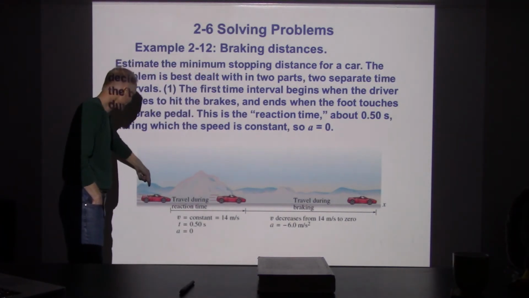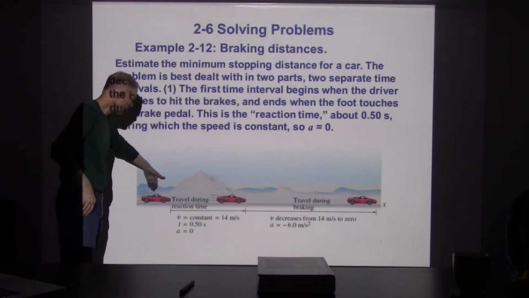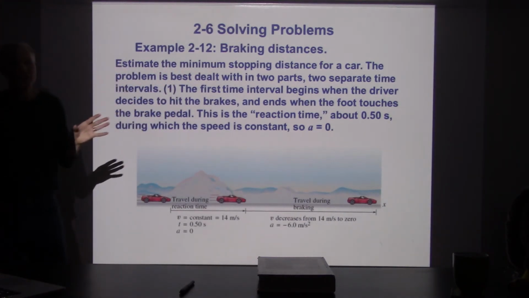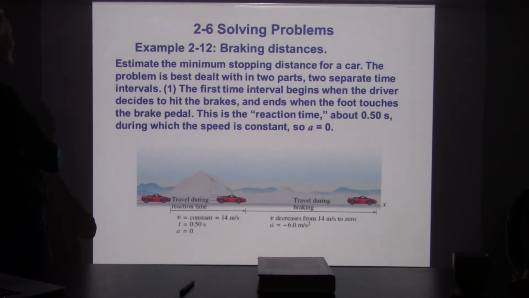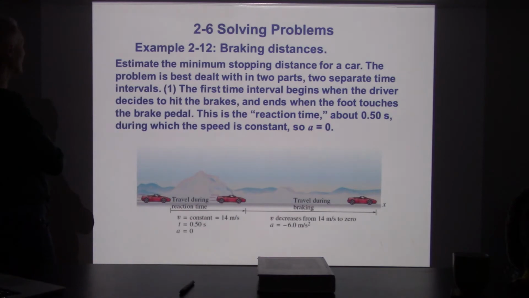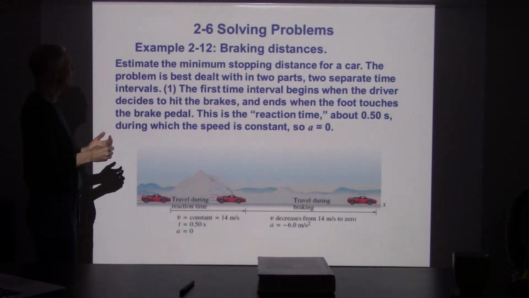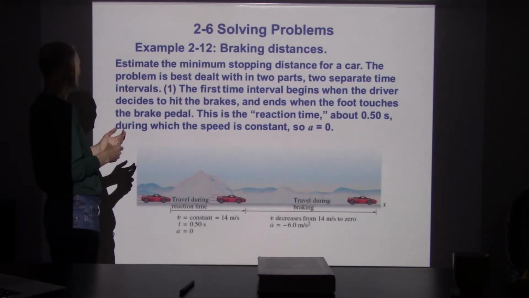So this time I've got a car, it's not picking up speed, it's slowing down. And so what we want to do is, here's a car. Now I could see, you can tell that I don't read thoroughly, right? So I need to stop and read this thoroughly until I understand it, and then I need to read it again. It says estimate the minimum stopping distance for a car. And it tells us that the problem is best dealt with in 2 parts with 2 separate time intervals.